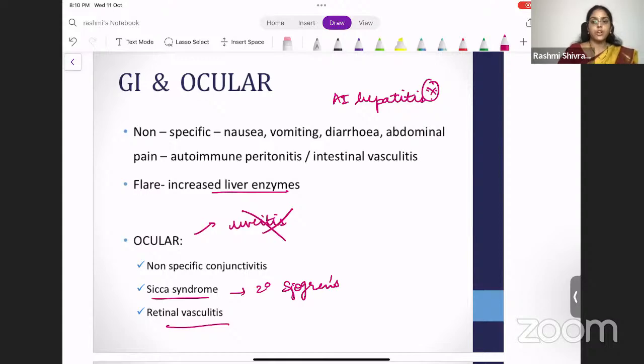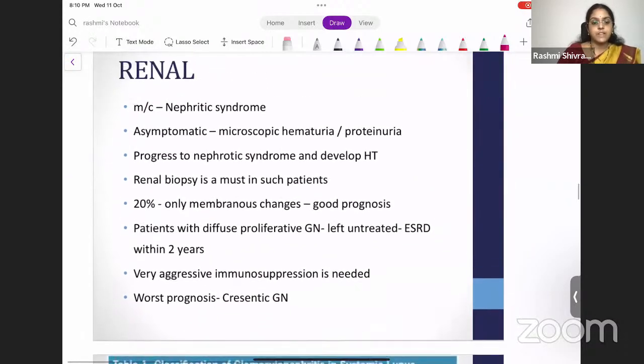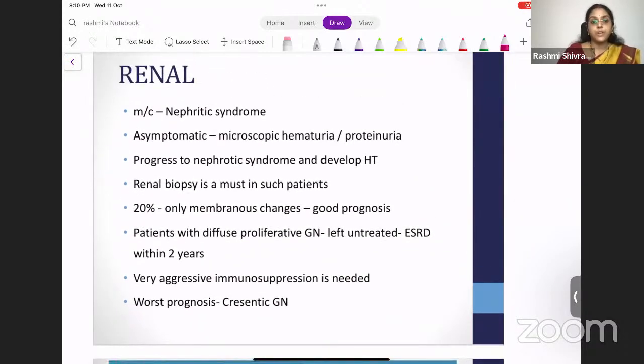We discussed almost all of the symptoms, but the most important one I've saved for the last, which is renal. Renal complications are very, very common, and it is very important for you to know this because MCQs are most commonly based on the renal manifestations of lupus erythematosus. Among SLE patients, nearly 50 to 60% develop lupus nephritis.